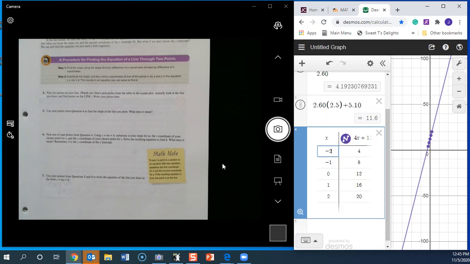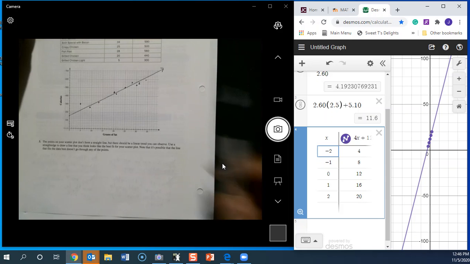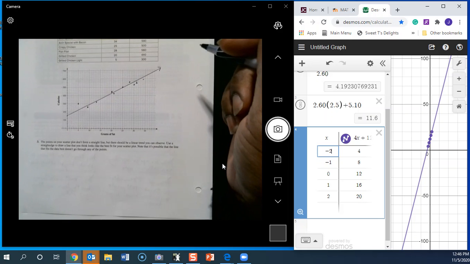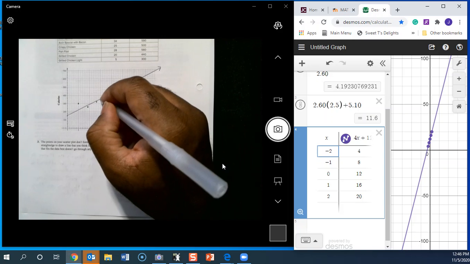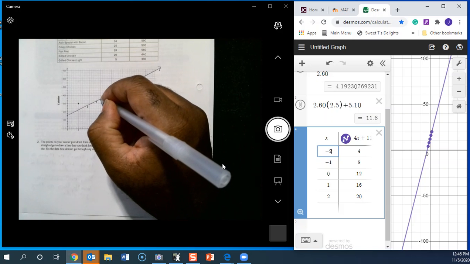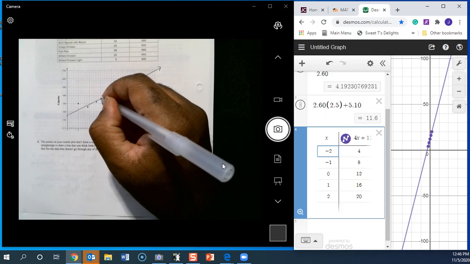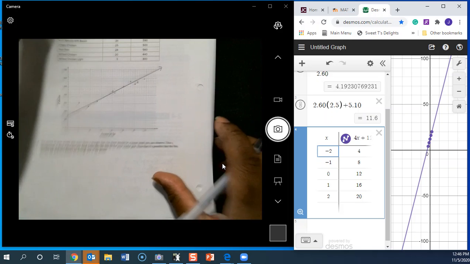Okay, number 4. It says pick 2 points on your line. Watch out, don't pick points from the table or the scatter plot. Actually look at the line you drew and find points on the line. Write your points here. Now, your numbers could be different from mine if you did this on your own, but I'm going to base this on my graph here. I'm going to take this point here because it's exact. So that'll be 15, what's that, 360? Yes, 15, 360.